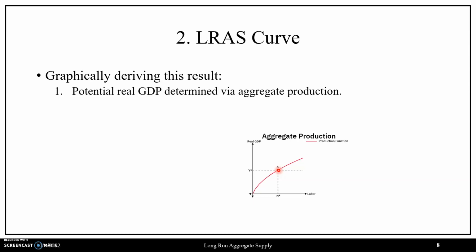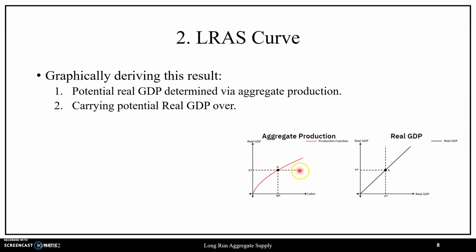So then, with potential real GDP determined, moving on, what we'd like to do is to represent this in our ADAS model, where we saw that real GDP was on the horizontal axis, whereas in our aggregate production function, real GDP is on the vertical axis. So what we're going to do is move horizontally, and introduce this new graph in which real GDP is on the vertical axis and real GDP is on the horizontal axis, and we have this 45-degree line which represents real GDP. All this is to do is to shift real GDP on the vertical axis to the horizontal axis so that we can convey it in our ADAS model.